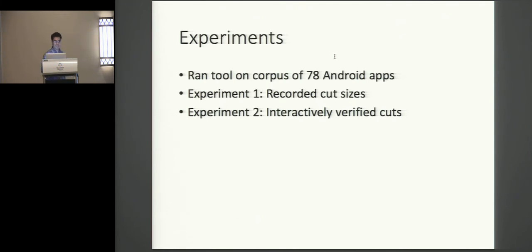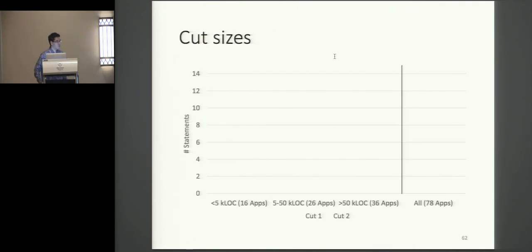We implemented this interactive verification process and ran the tool on a corpus of 78 Android apps. So in the first experiment, we just recorded the cut sizes to make sure that the cuts were small enough that a developer could reasonably verify them. And in the second experiment, we actually performed the role of the developer, took some of the cuts and interactively verified them.